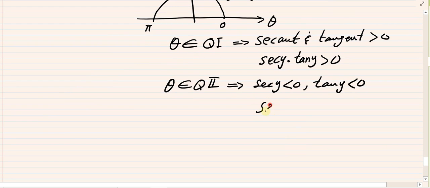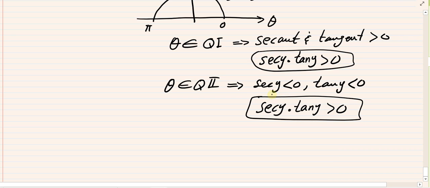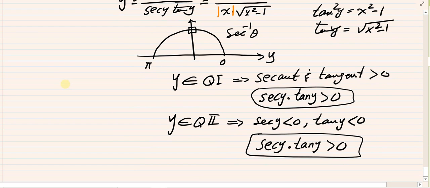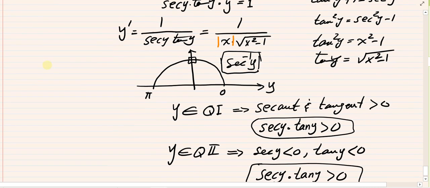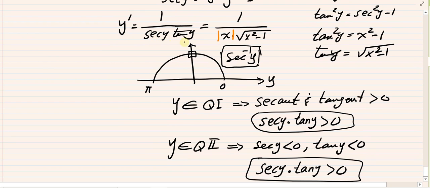Now look at the product again. Secant y times tan y, that product again will be positive. So it's positive regardless of whether the angle lies in Q1 or Q2. And to be consistent, let me put y in here, since everything I've written is in terms of y. There you go. This is secant inverse y, not the graph of it, but the range of secant inverse. So the point being this, everyone, therefore the derivative has to be positive. That's the point we were making.